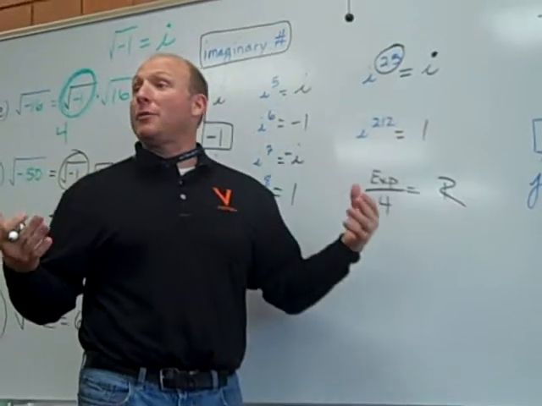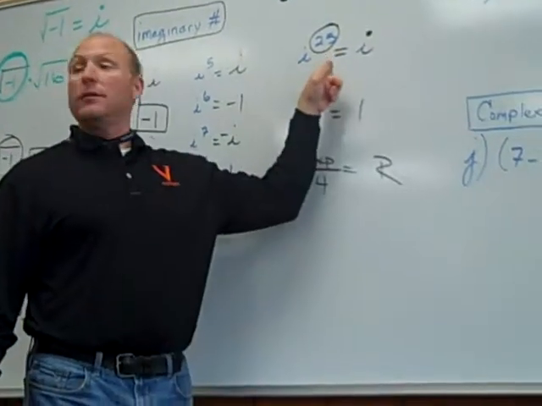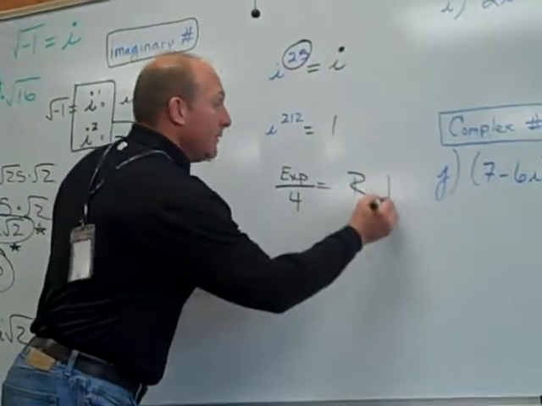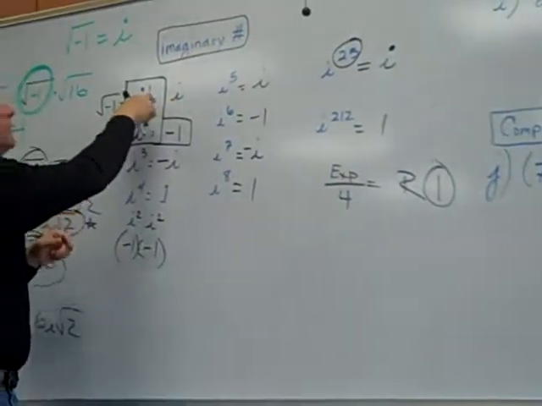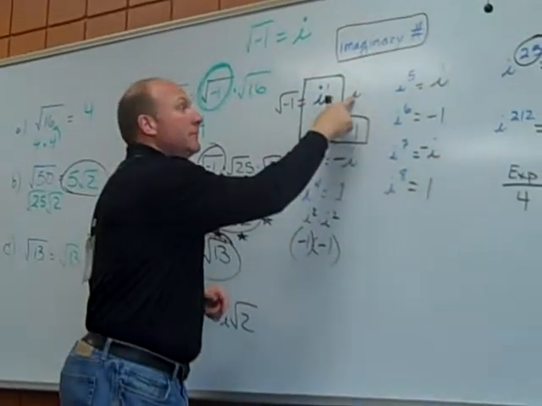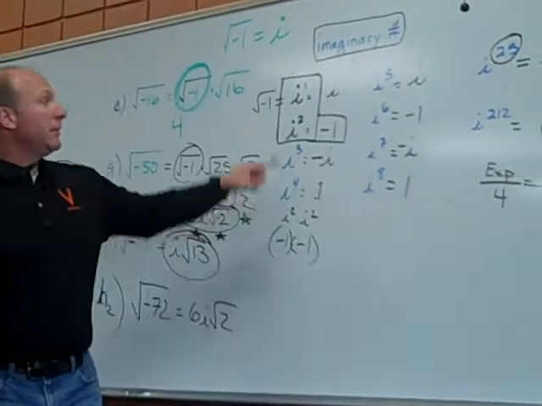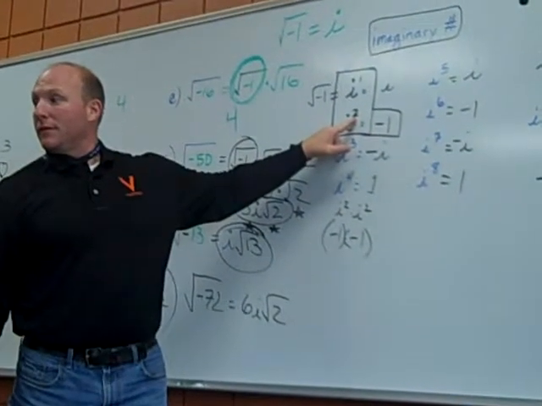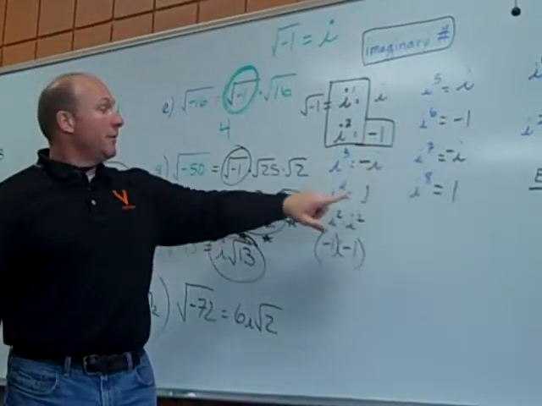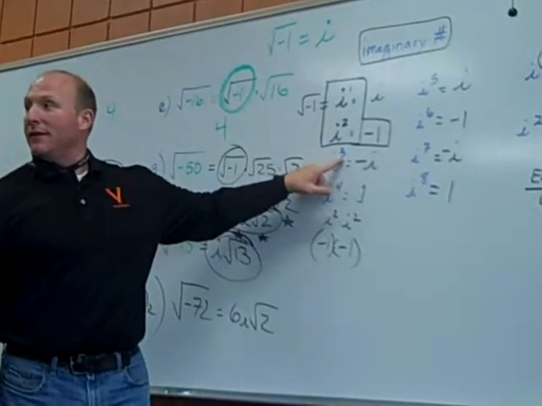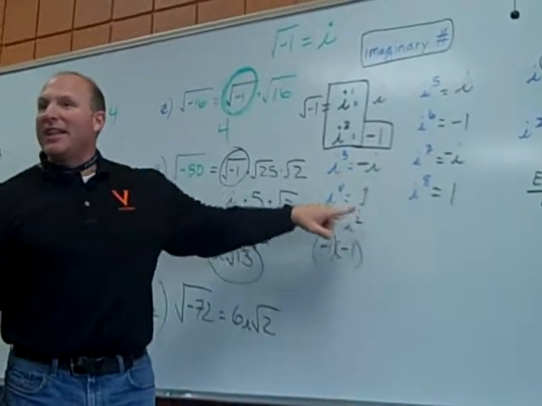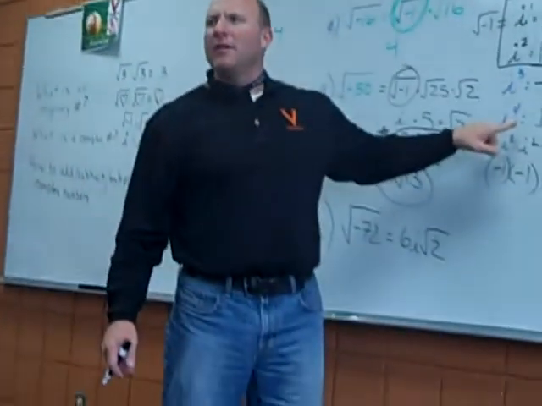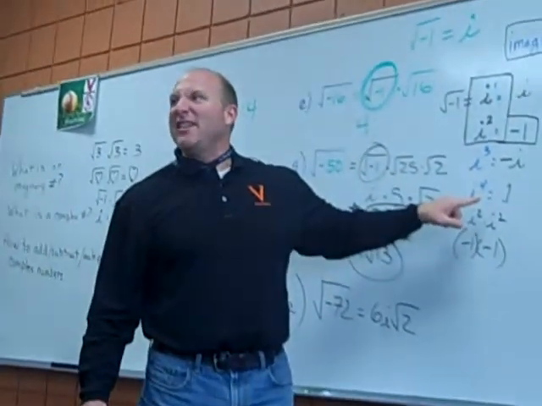So all I care about is the remainder. What's the remainder here? 1. What if I had a remainder of 2? Negative 1. What if I had a remainder of 3? Negative i. Can you have a remainder of 4? No. What if it divides evenly?